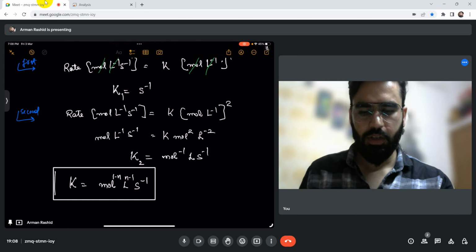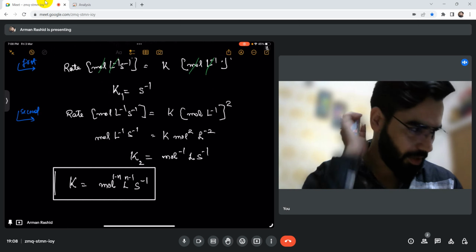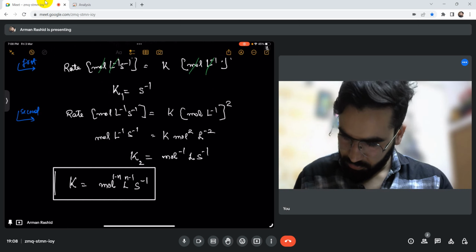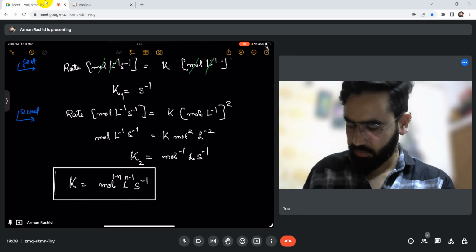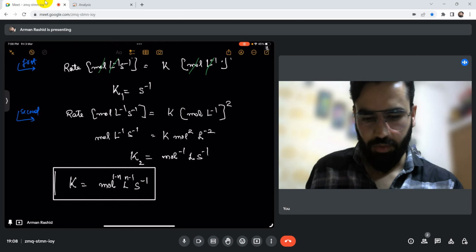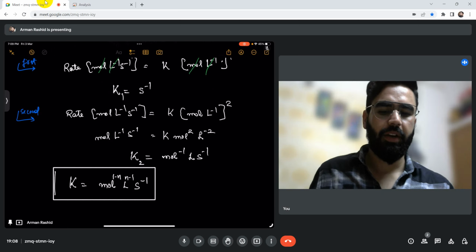Okay, so using this equation we can determine the units of the rate constant of an equation.